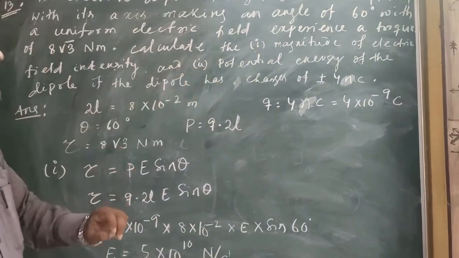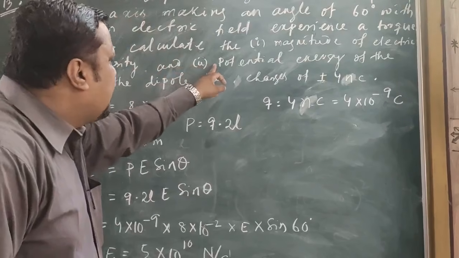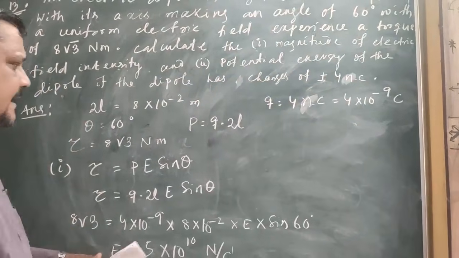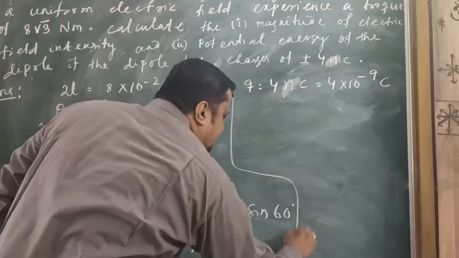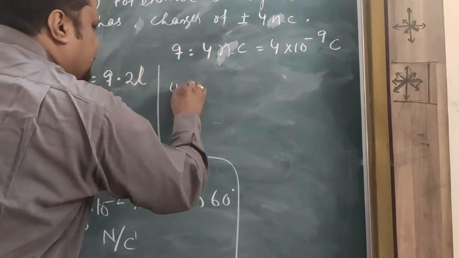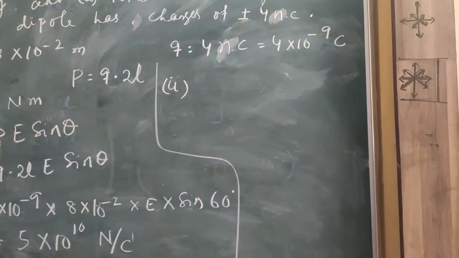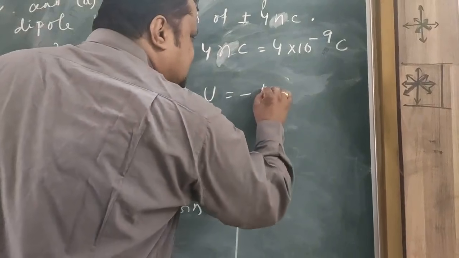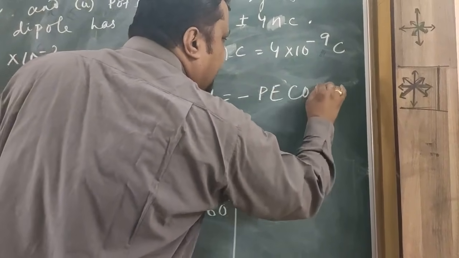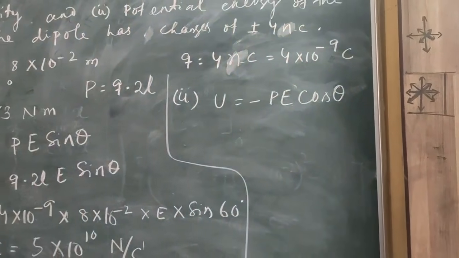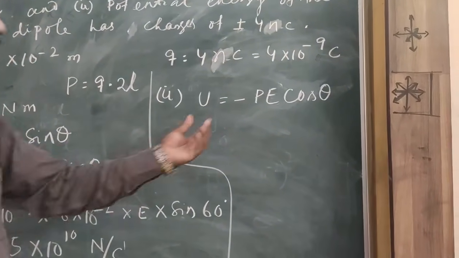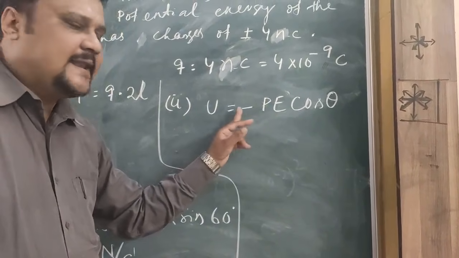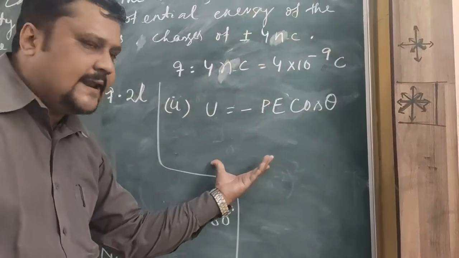Next, the second part. We have already gone through the potential energy of the dipole, and it is asked here. Put in that formula: the potential energy of the dipole is U equal to minus PE cos theta. We already went through this in the last video. The minus sign is there because the force is attractive, so the potential is negative. I am not going into detail about this.